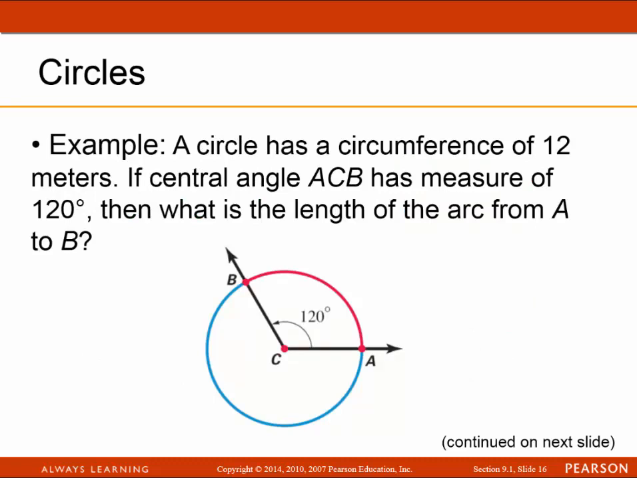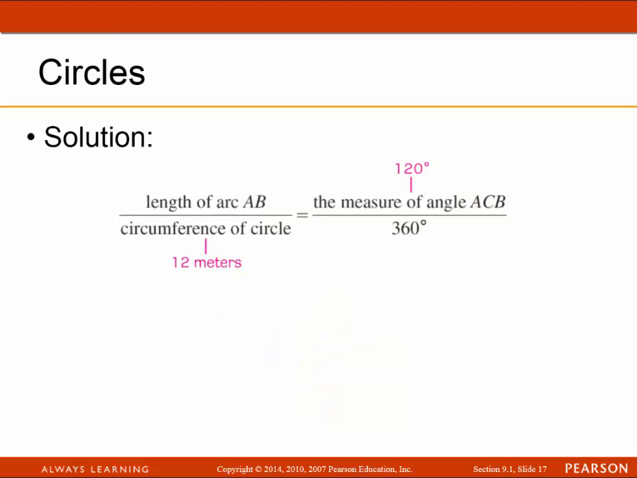Now a circle has a circumference of 12 meters. If a central angle ACB has a measure of 120 degrees, then what is the length of the arc from A to B? So we're going to use the proportion that we were introduced to earlier. The length of arc AB divided by the circumference of the circle, which happens to be 12 meters, is equal to the measure of the angle ACB, which happens to be 120 degrees, divided by 360 degrees. We can cross multiply, and we end up with a length of arc AB of 4 meters.